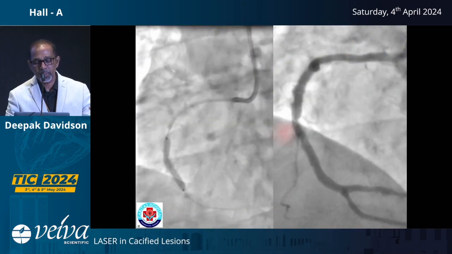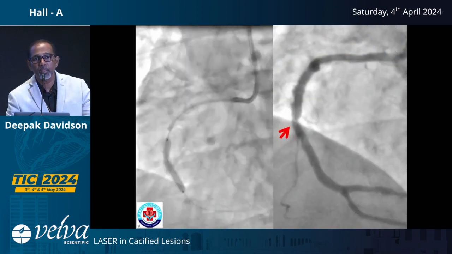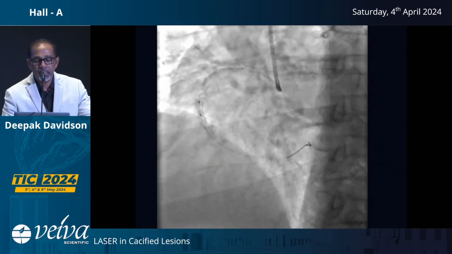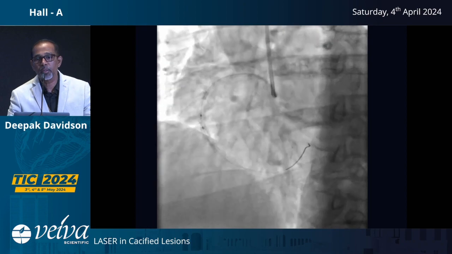The stent was deployed there. Once the stent was deployed, we found out that it was under-expanded. You could see that the stent is under-expanded in the mid portion. The next thing was we wanted to get a non-compliant balloon across there and dilate it.